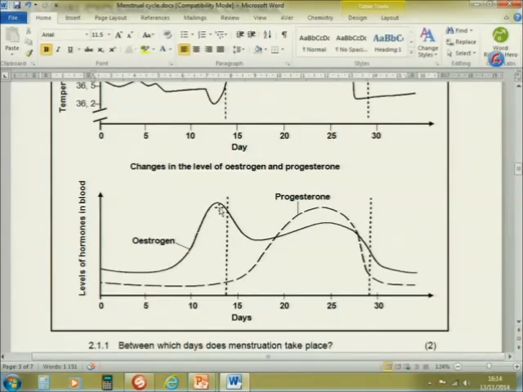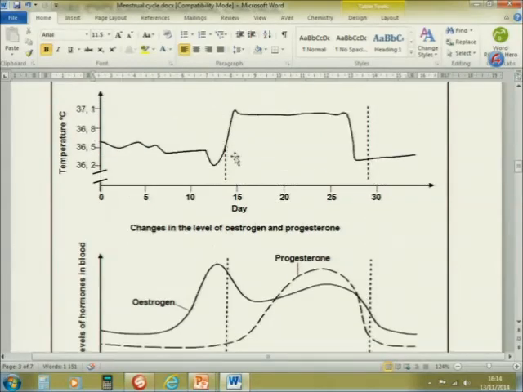Remember, when ovulation occurs, the amount of estrogen decreases. When ovulation has taken place, the progesterone will increase because the corpus luteum will develop and increase the amount of progesterone, and the temperature of the person will also increase.